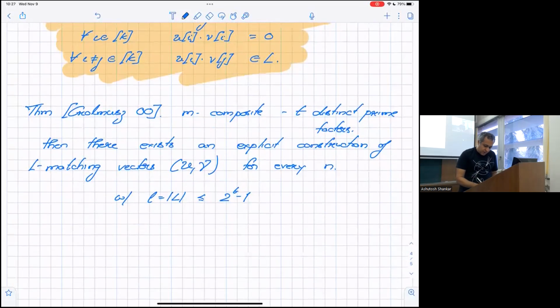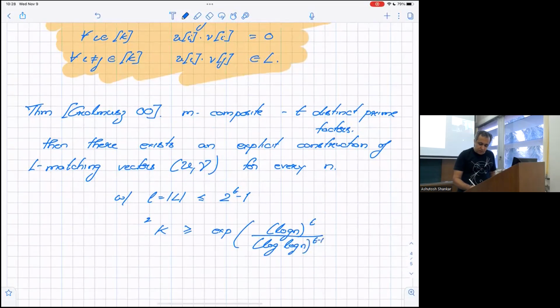And one more thing, I'll just finish. I can get a large set of such vectors. The whole point is that I can get k which is exponential in (log n)^t by log n to the power t.